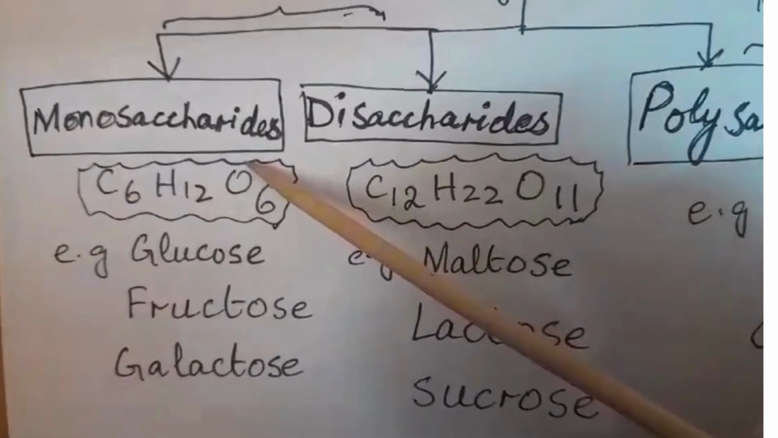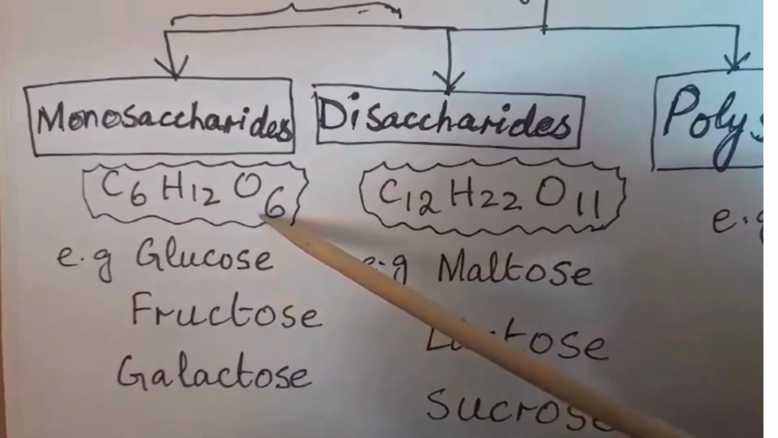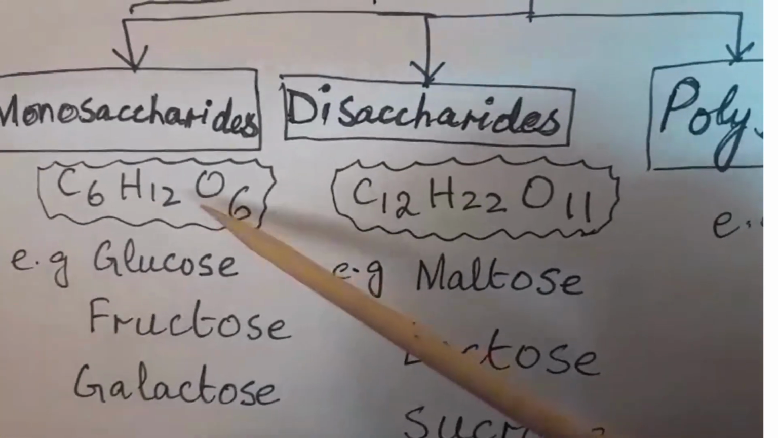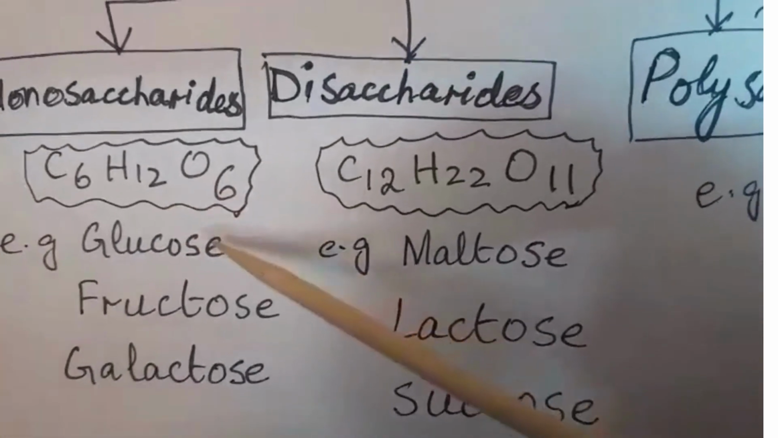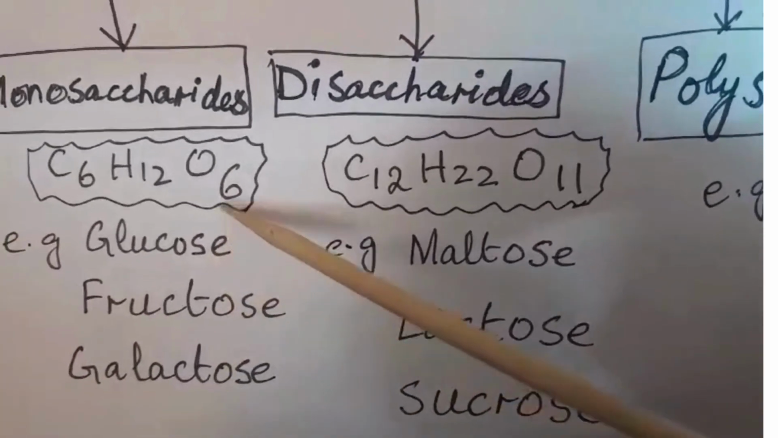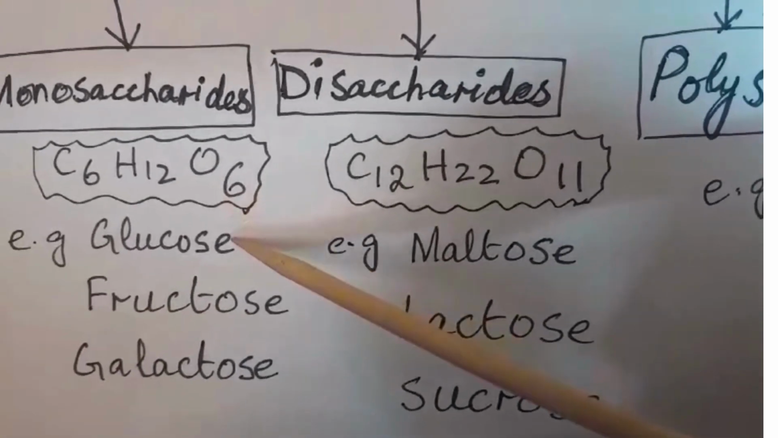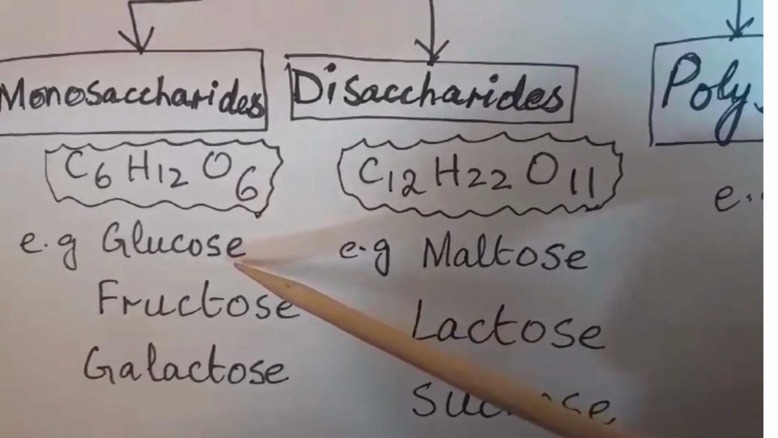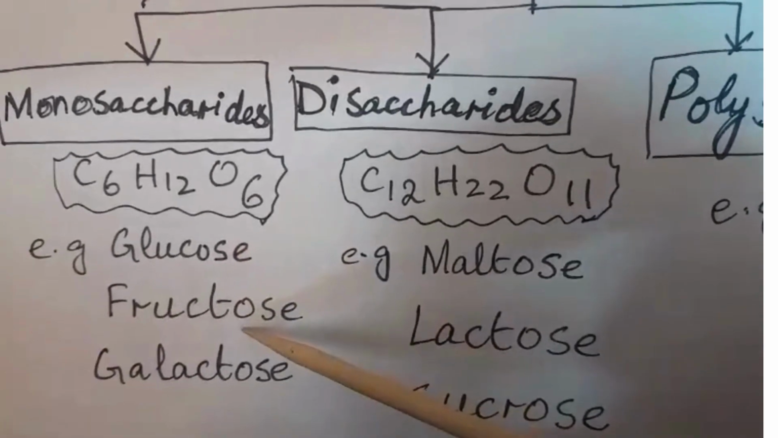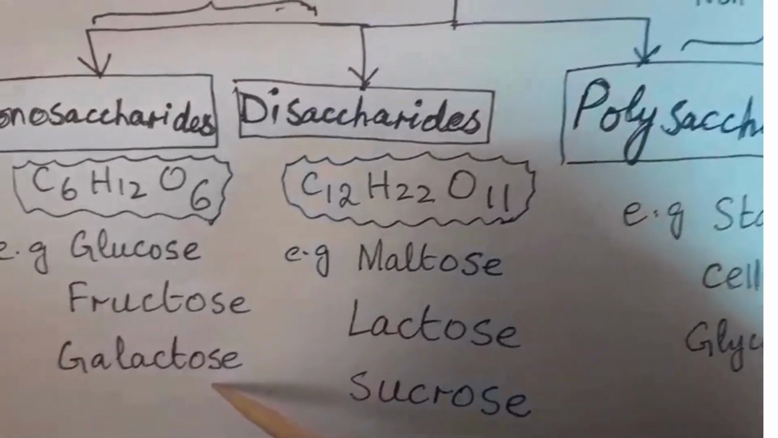Monosaccharides have a single simple sugar in them. This is the formula of monosaccharides, C6H12O6, and there are three types of monosaccharides. They all have the same molecular formula, but their structural formula is different, so that's why they are named differently. Glucose and fructose, these two are the plant sugars, and galactose is the simple sugar in milk.